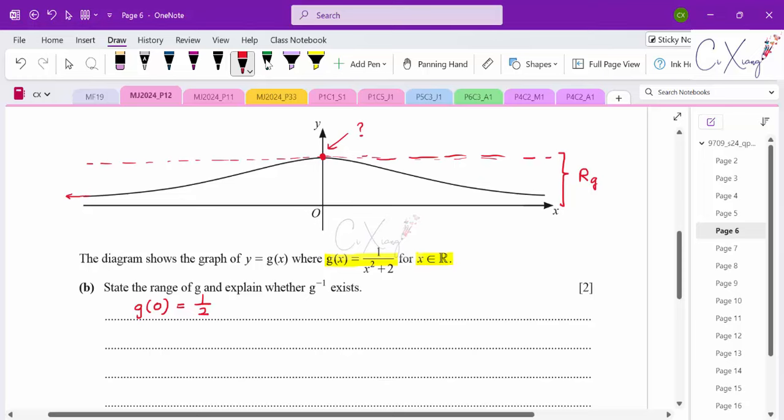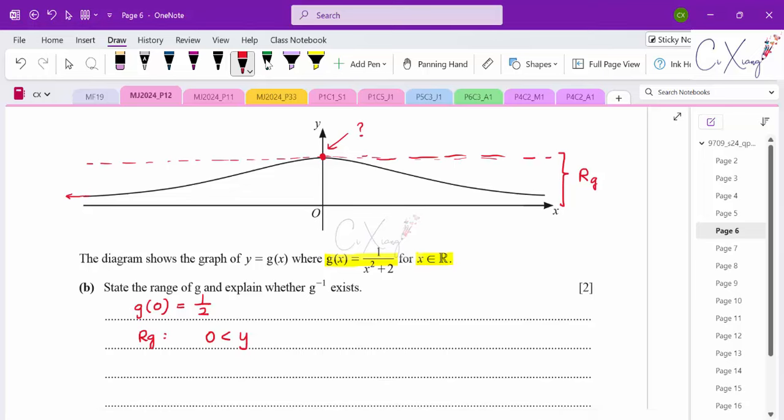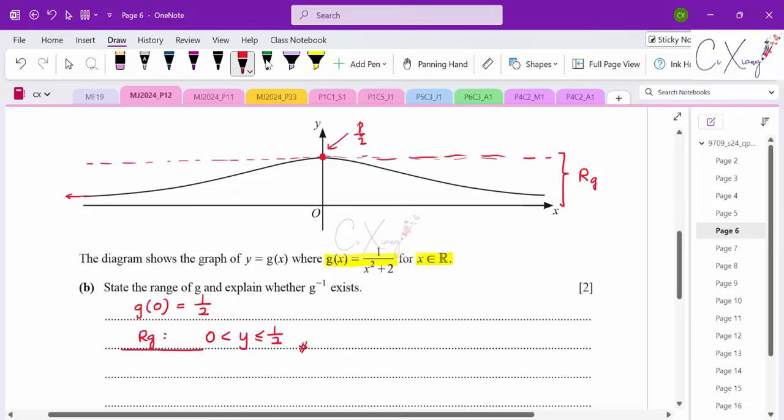If I want to write it out properly, it will be the range of g. It will be greater than 0, but it will not touch 0. So y is greater than 0, without the equal sign. And for the top part here, since this is the value half, and it is included because the graph passes through the point half, the range is smaller than or equal to half. To find the range in this case, you can use the diagram to help you.